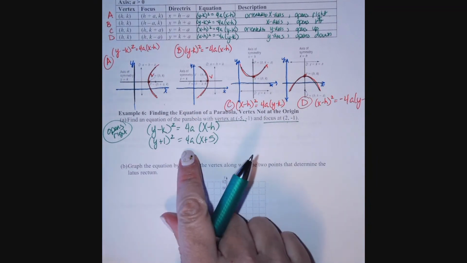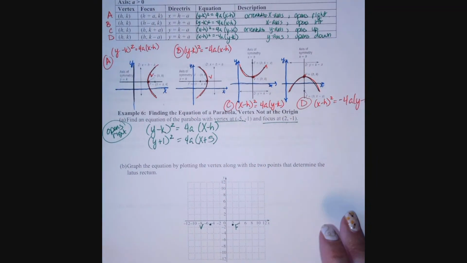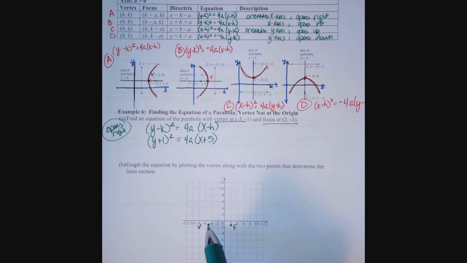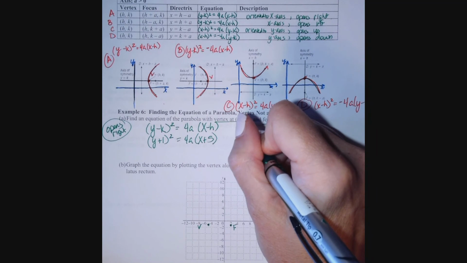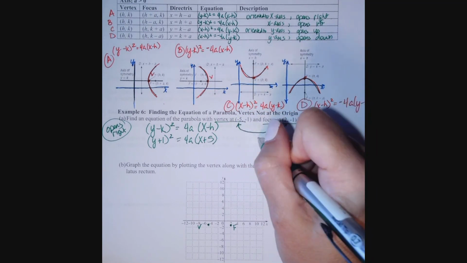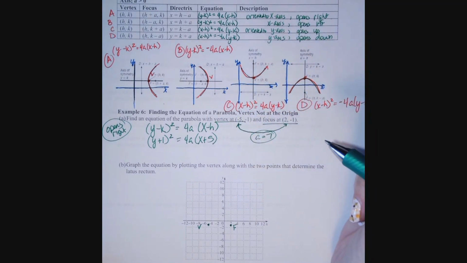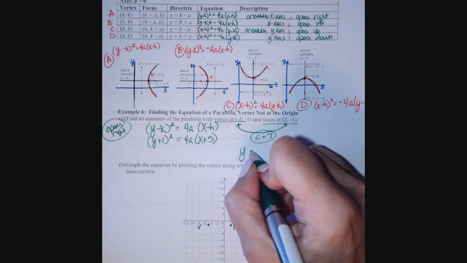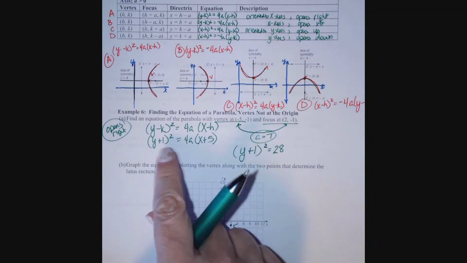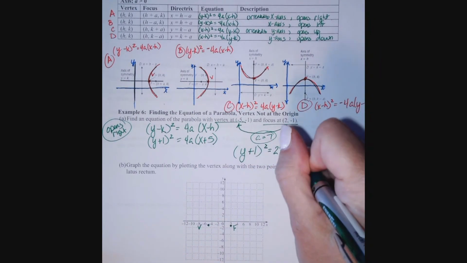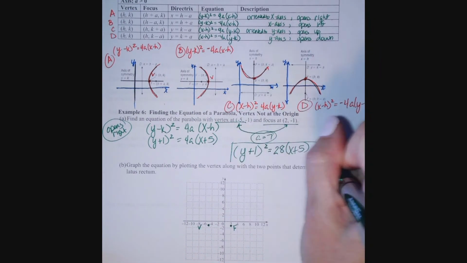I still need to know what a is. Well, a is the distance from the vertex to the focus. If my vertex is at negative 5 and my focus is at positive 2, a is 7. The distance from the vertex to the focus tells me that a is 7. That gives me my equation for my parabola in final form as y plus 1 quantity squared equals 28 times x plus 5, because 4 times 7 is 28. There's my equation for my parabola.